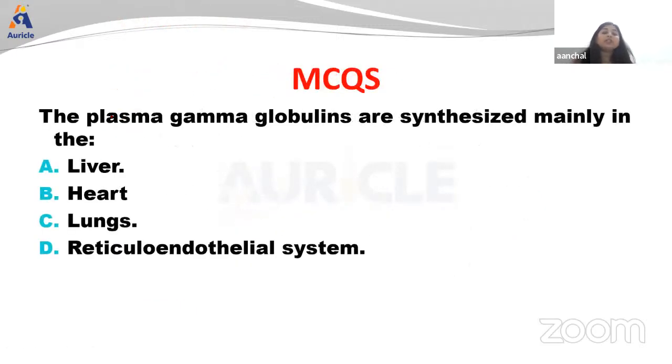So last we have the MCQ. The plasma gamma globulins are synthesized mainly in, and I know that all the students know the answer. Again, I'm giving you 10 seconds to answer this question. Yes, the answer is liver.